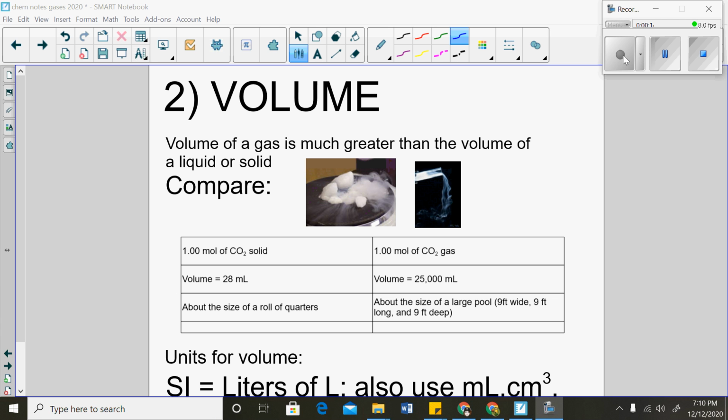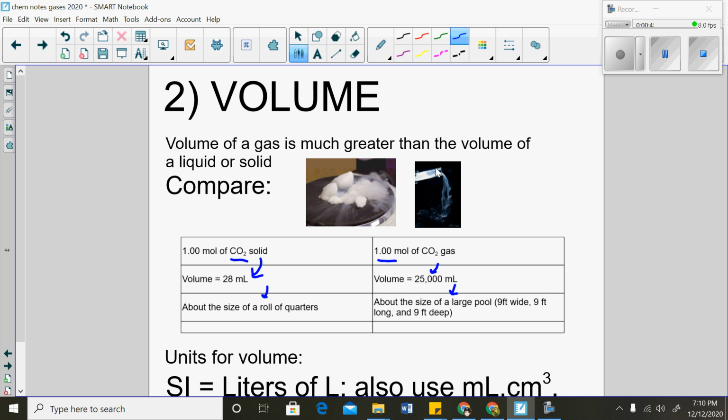And let's compare. So what if you had 1 mole of CO2, which is what you see in this picture. And then what if you had a mole of CO2 that was just in the gas phase? Watch the difference in the volume. The solid has a volume of 28 milliliters, whereas the gas, 25,000 milliliters, right? Because it expands. So this is about the size of a roll of quarters. This is about the size of a large pool, like 9 by 9 by 9, right?